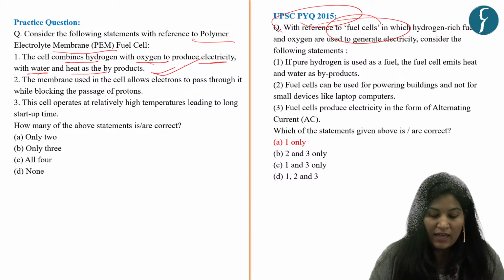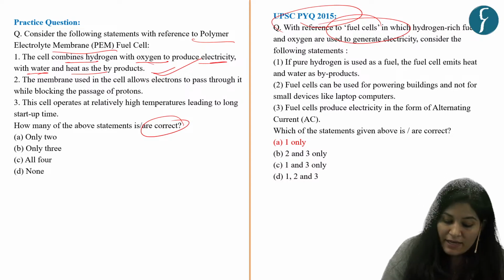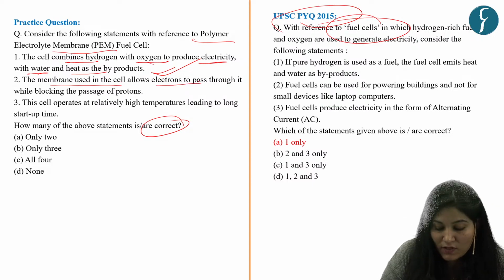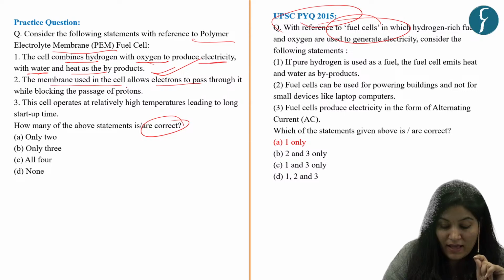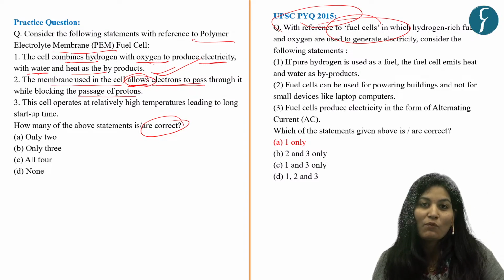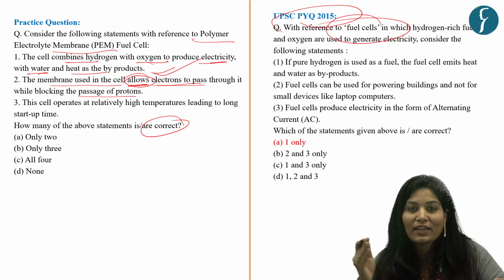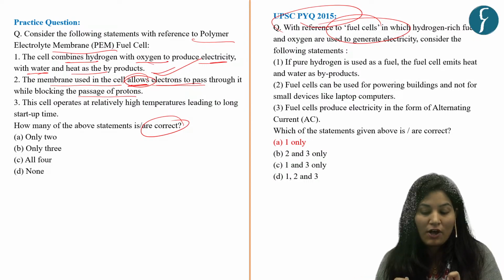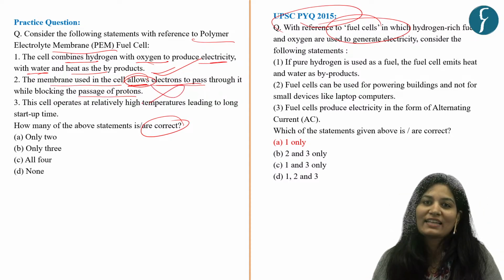Okay, correct. Now, here we need to find out the correct statement. So, the first statement is correct. Now, the second statement: the membrane used in the cell allows electrons to pass through it. Read this line carefully. The membrane used in the cell allows, mark this word, electrons to pass through it while blocking the passage of protons. But in the diagram, what we have seen is that the polymer membrane allows protons to pass through it from anode to cathode while blocking the passage of electrons. So this makes our second statement incorrect.